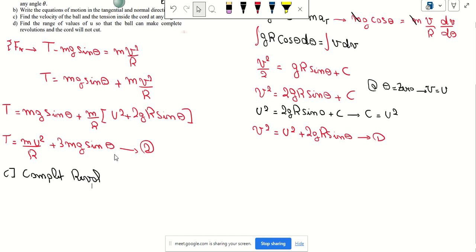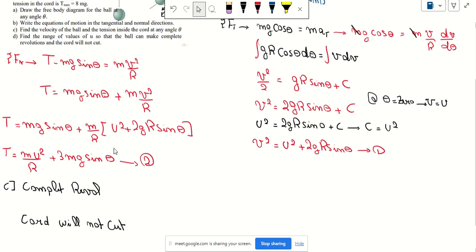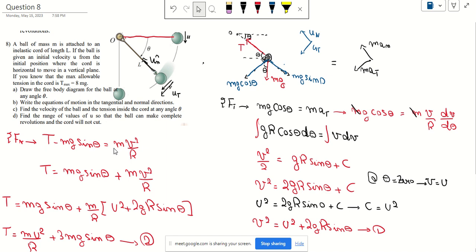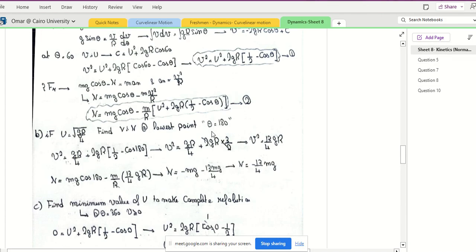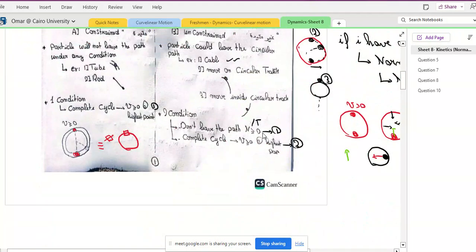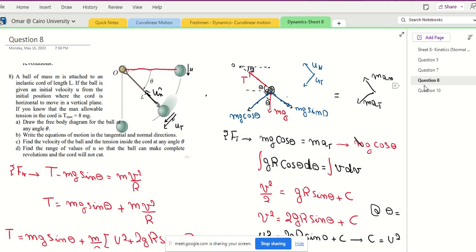The second one is the cord will not cut. But this one is unconstrained. Why is it unconstrained? Because it's attached with a cable. An inelastic rod is a cable. So back to our papers, we will find that for the unconstrained we have 2 conditions: N or T must be greater than 0 and V must be greater than 0 at the highest point. Okay? So we have 2 conditions.